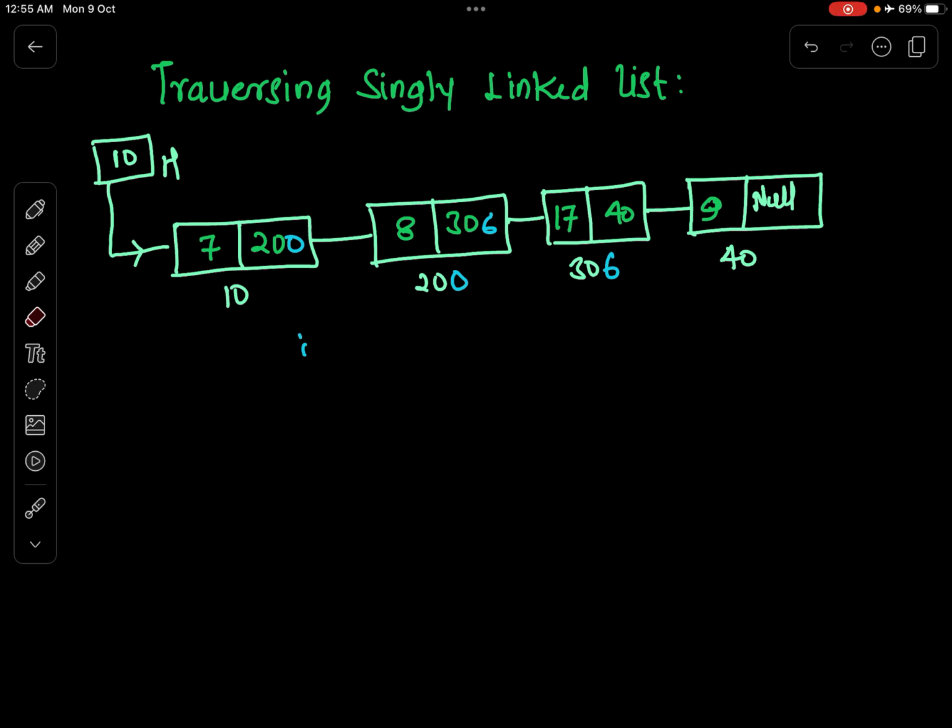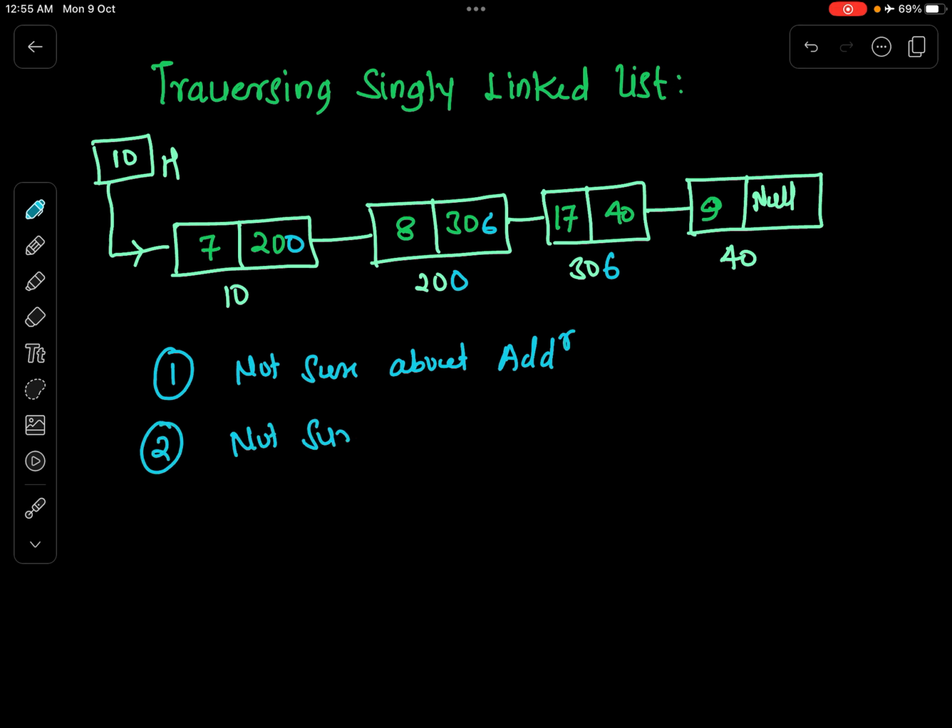When dealing with a linked list, we are not sure about its address. There are two things we need to keep in mind. The first one is that we are not sure about the address, and the second thing is that we are not sure about the number of nodes. I don't know how many nodes there are.